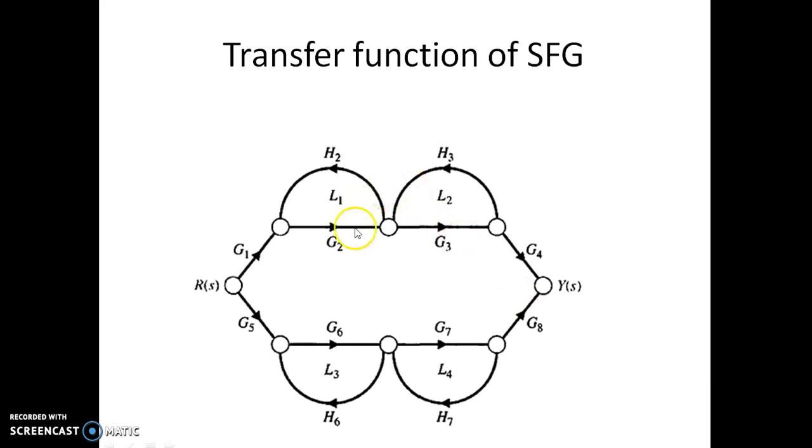Let us consider a signal flow graph having this type of representation. R(s) is the input and Y(s) is the output. This is the signal flow graph. We are supposed to find the transfer function, which is Y(s) by R(s), for which we know that we have to identify the number of forward paths, and we need to find out what the individual loops are and what the non-touching loops are, two non-touching loops and three non-touching loops. So let us proceed to find the transfer function of this signal flow graph.